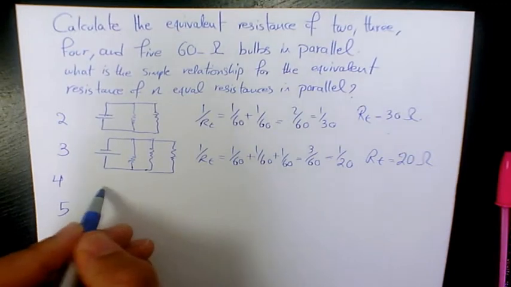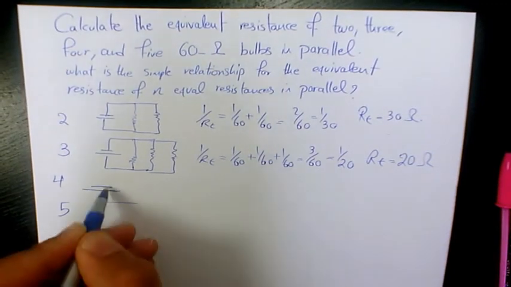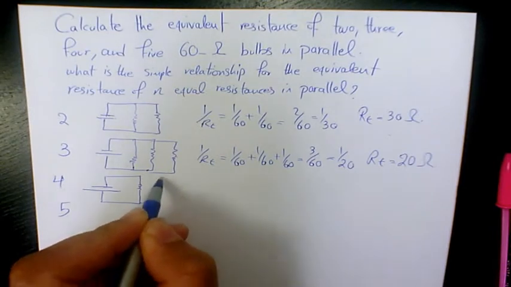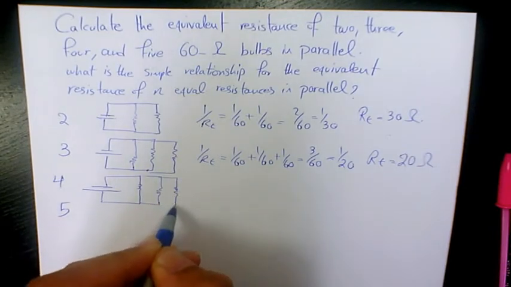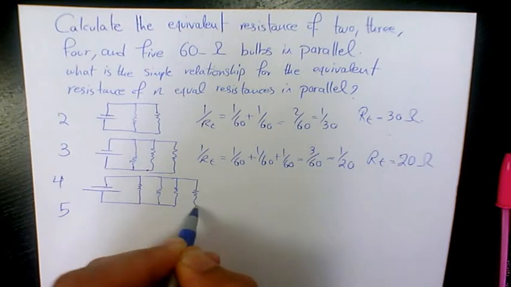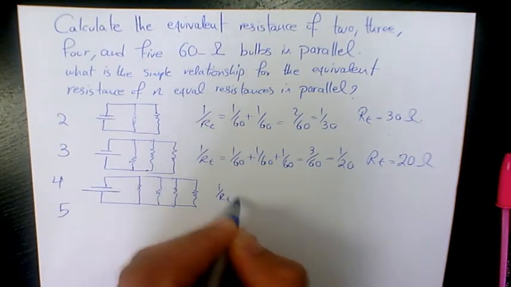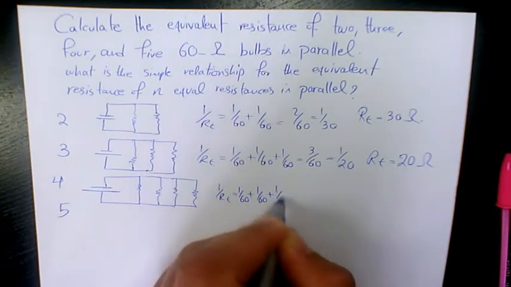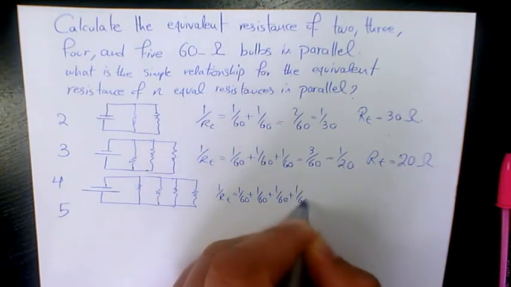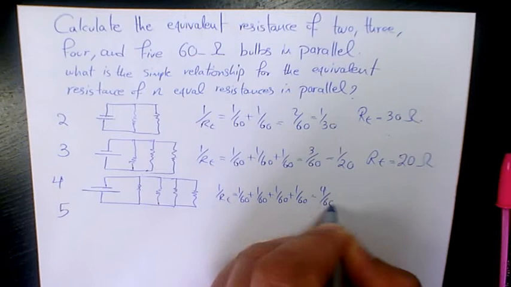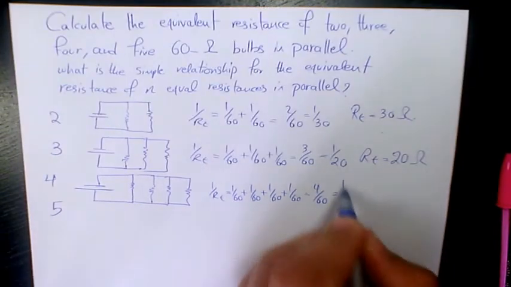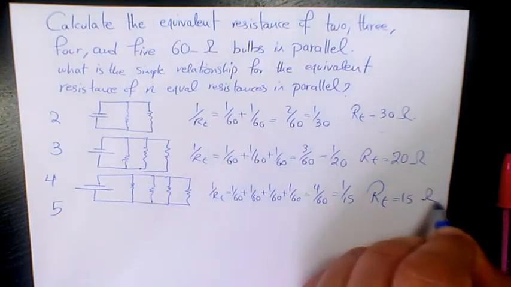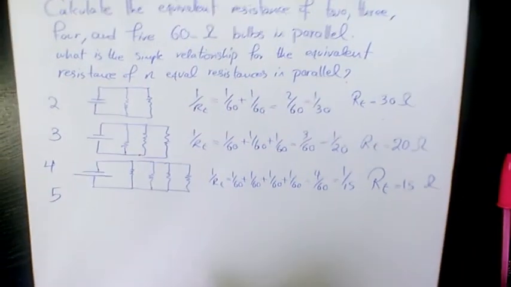Next one, when we have 4 resistors. So 1 over RT equals 1 over 60 plus 1 over 60 plus 1 over 60 plus 1 over 60. That's going to be 4 over 60, or when you reduce it, 1 over 15. So total resistance or equivalent resistance is 15.